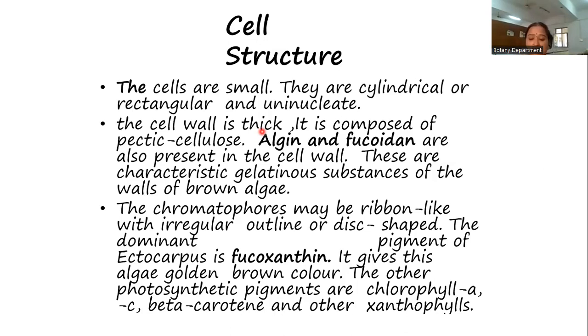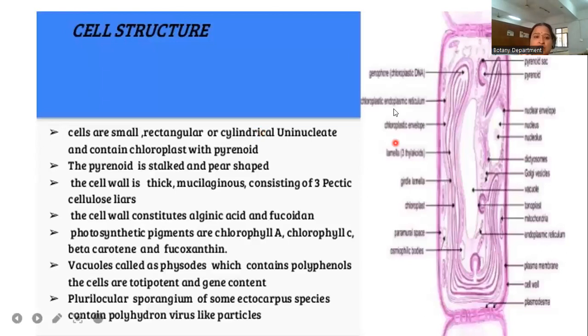Each cell also has chromatophores, band-shaped or ribbon-shaped. Chromatophores with irregular outline and disc-shaped chromatophores are also present. In Ectocarpus, fucoxanthin is a pigment, which is why the color is golden brown. Other photosynthetic pigments, chlorophyll a and c, I will explain in this part. And the uninucleate structure is there. These are the cell structures.